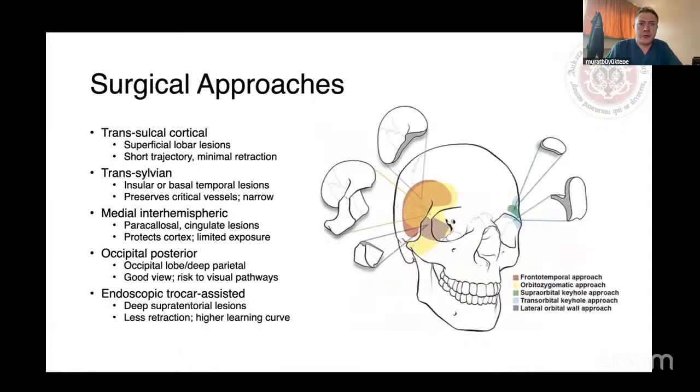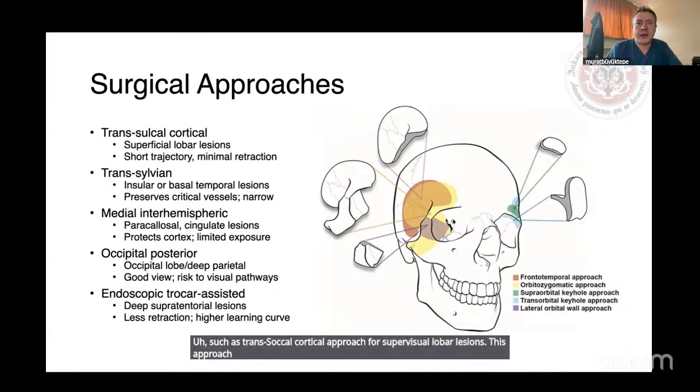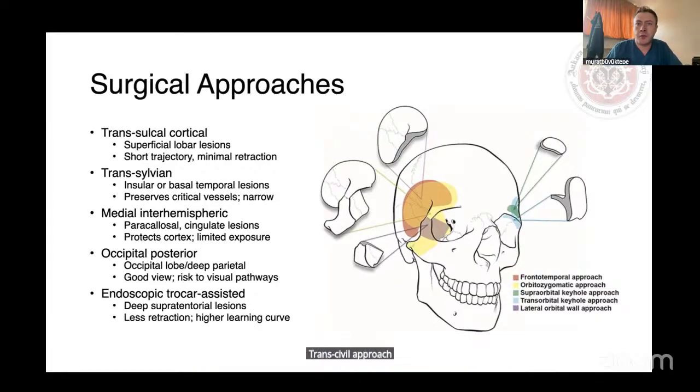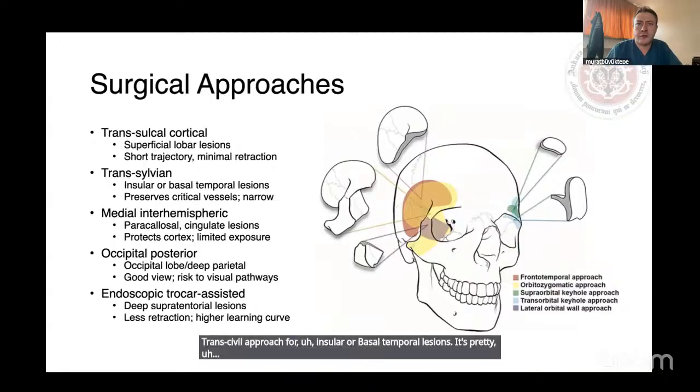We tailor our corridor to lesion location, such as a transsulcal cortical approach for superficial lobar lesions. This approach provides us with a short trajectory and minimal retraction. Transsylvian approach for insular or basal temporal lesions. It preserves vessels but offers a narrow corridor.